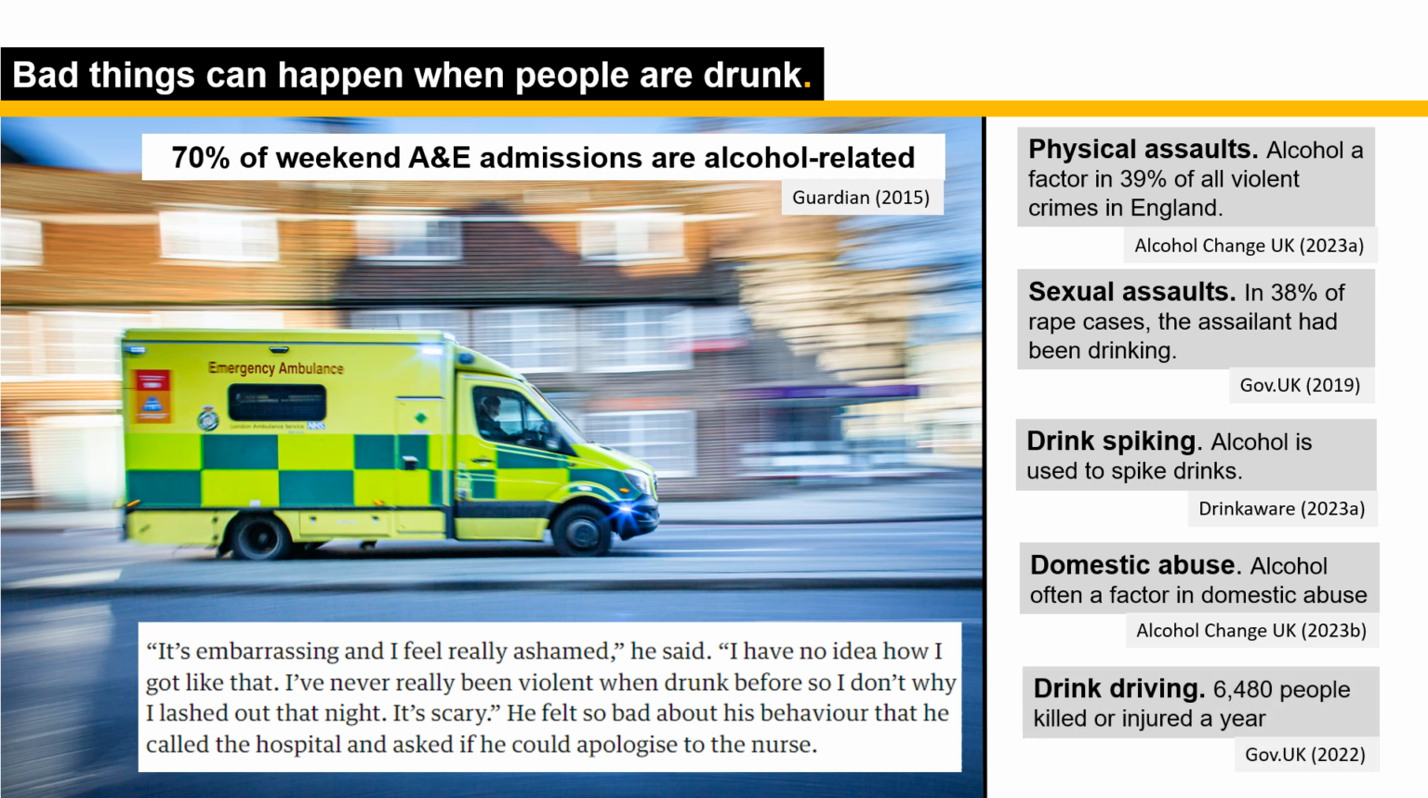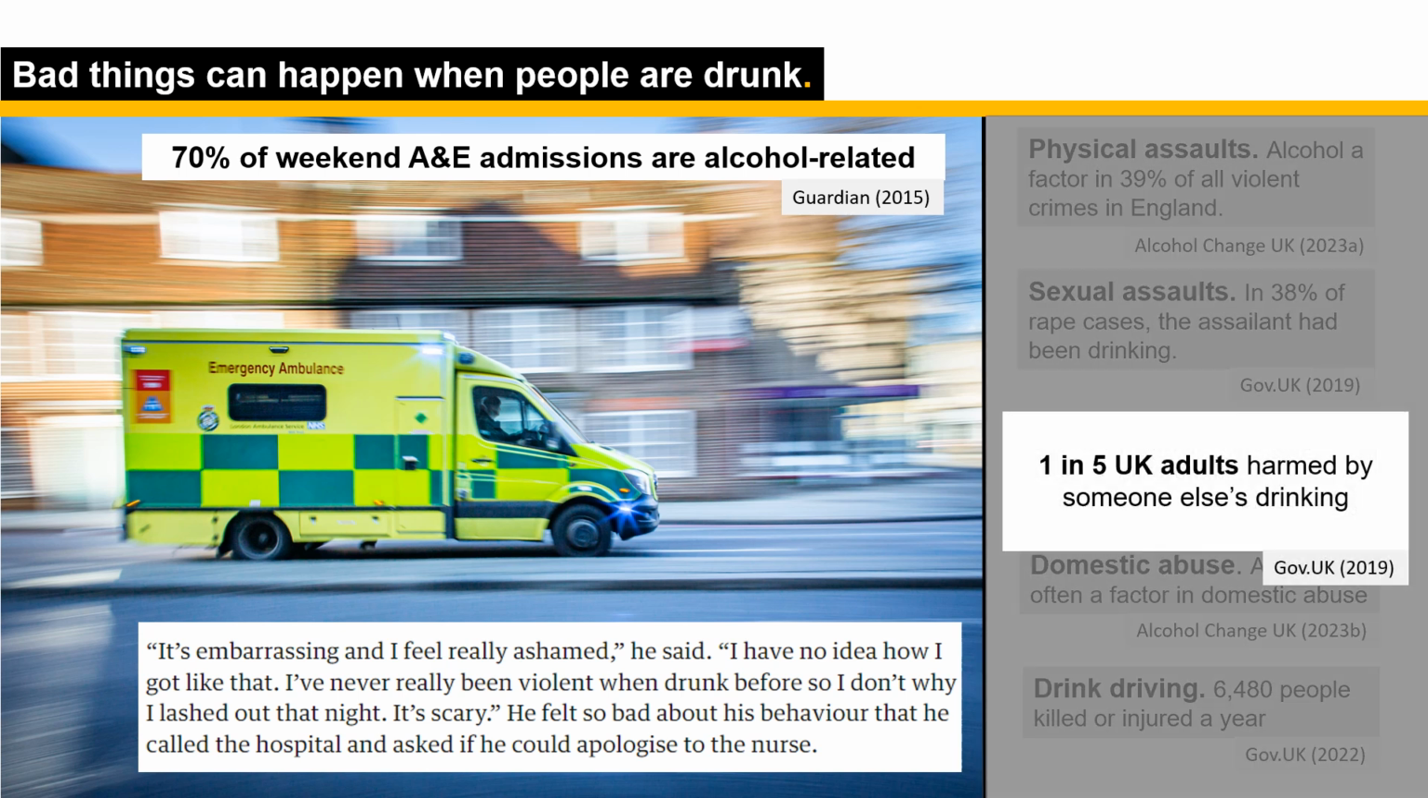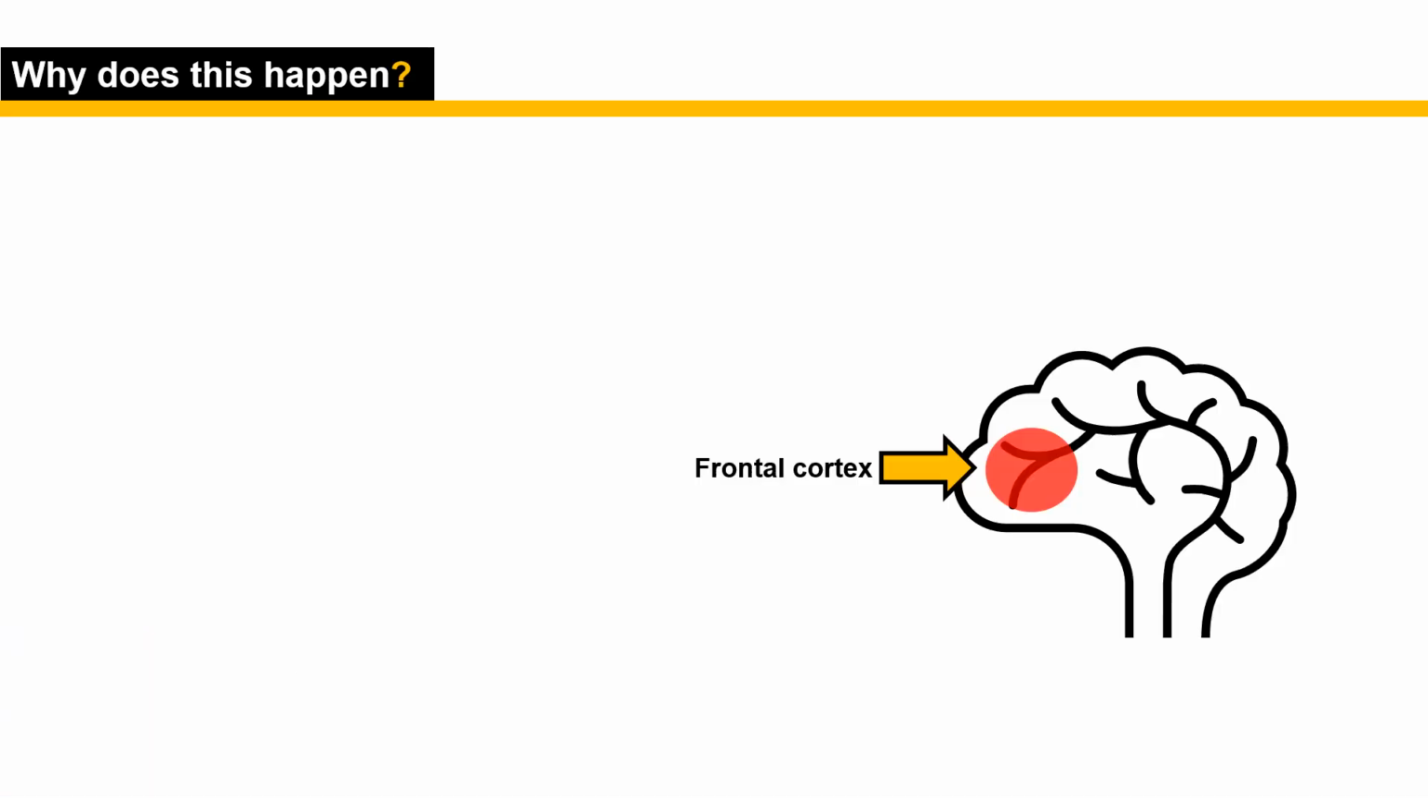And then we've got drink driving, with 6,500 people killed or injured a year on the roads. In total, the government thinks about 1 in 5 UK adults are harmed by someone else's drinking, which is why it rates so highly on drug-related harms.